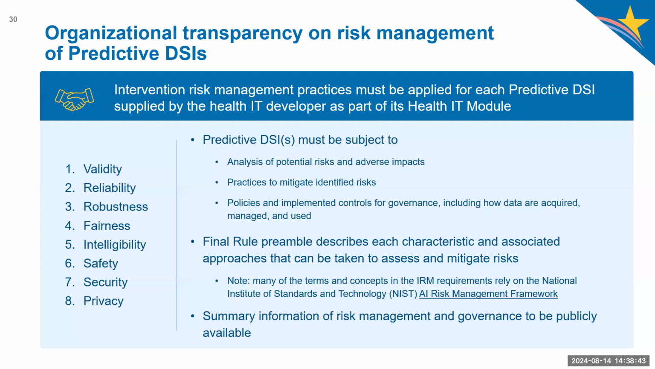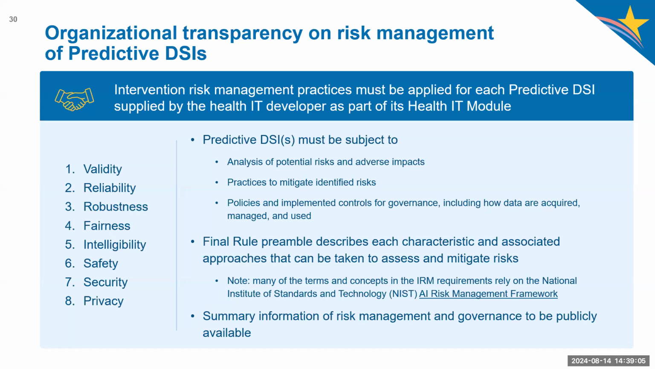The risk management should also include policies and implemented controls for governance, including how data are acquired, managed, and used. The final rule preamble describes each characteristic and associated approaches that can be taken to assess and mitigate risks.